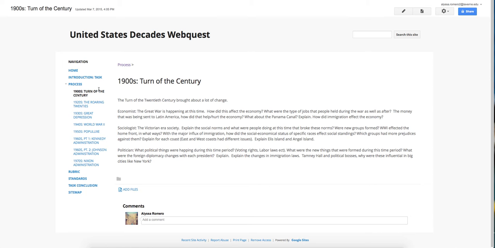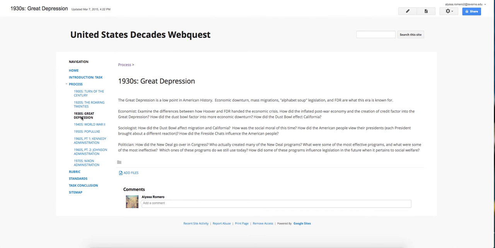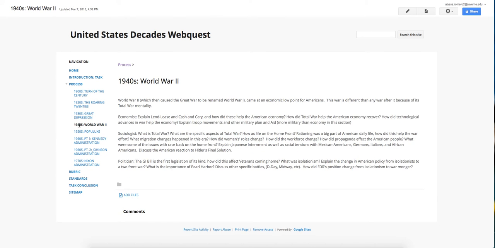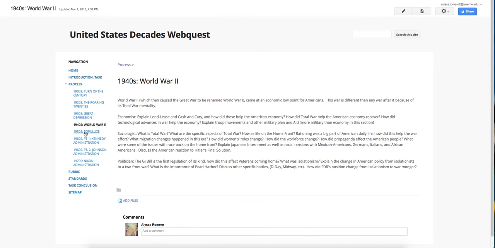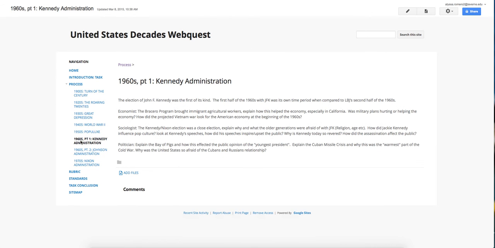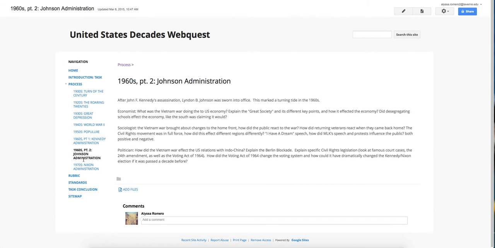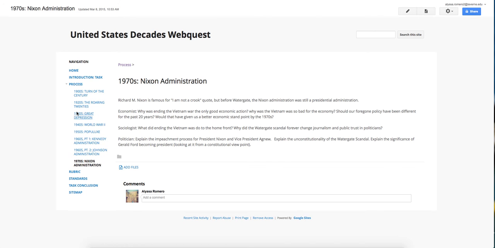So the different sections that we have are the 1900s, the 1920s, the Great Depression, which is mostly the 1930s, World War II with the 1940s, the 1950s, which I named Populux, and then the 1960s are split into 2 separate eras. So you have the Kennedy administration, and then you have the Johnson administration, and then we're ending it with the Nixon administration.